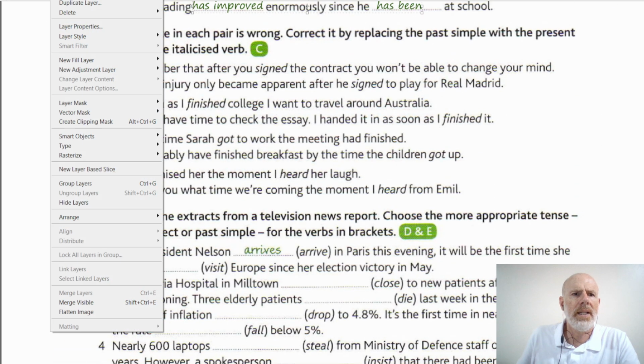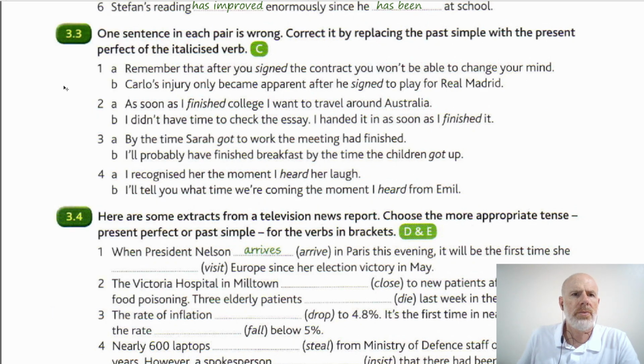Let me flatten again. Let's continue. One of the sentences in each pair is wrong.